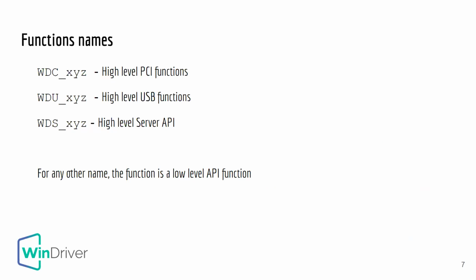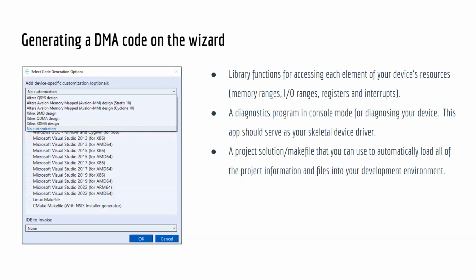Okay, so these are the function names: WDC, high-level PCI functions; WDU, high-level USB functions; and WDS for server. For any other name, the function is a low-level API function. And we recommend utilizing the high-level APIs for your convenience and ease of use.